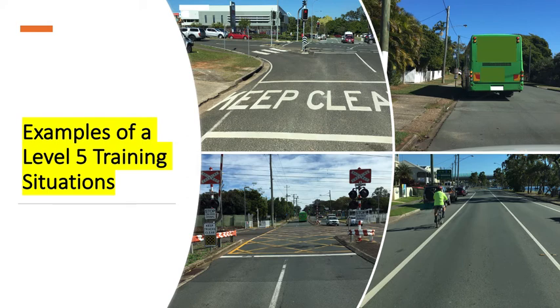Here are some examples of some Level 5 training situations. Let's start from the top left. We've got keep clear, painted sign on the road, we've got pedestrian crossing, traffic lights.